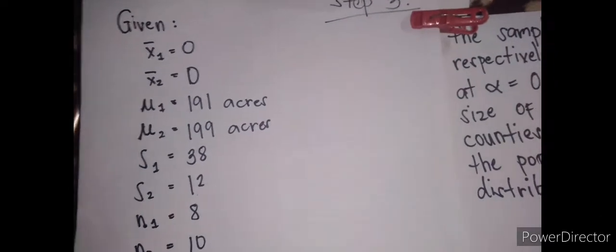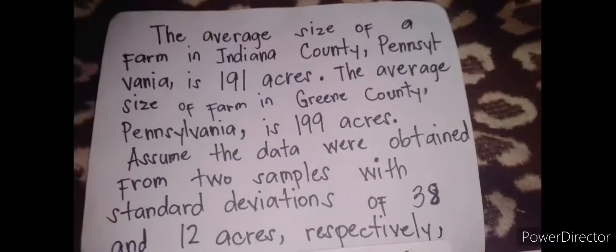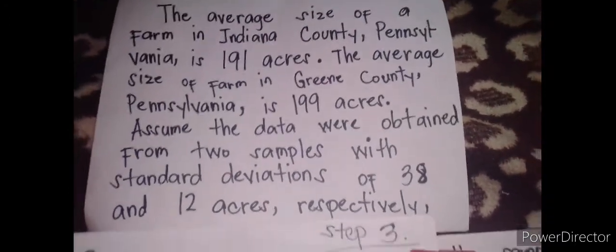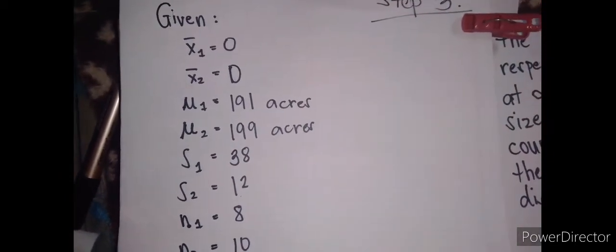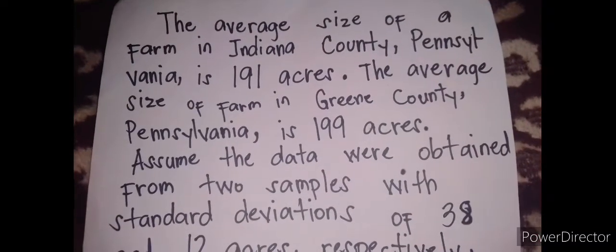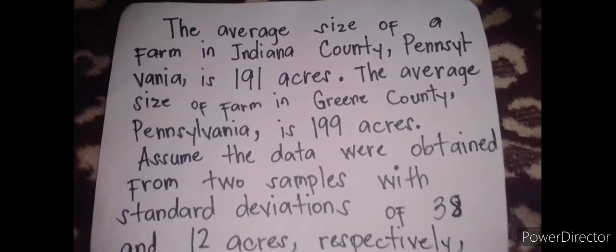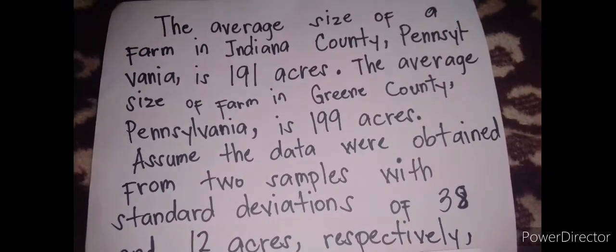Our first and second sample means will be equal to 0, because in the given we do not have a sample mean. Then the first population mean is 191 acres, the average size of the farm in Indiana County, Pennsylvania. The second population mean is 199 acres, the average size of the farm in Greene County, Pennsylvania. The first and second standard deviations are 38 and 12.